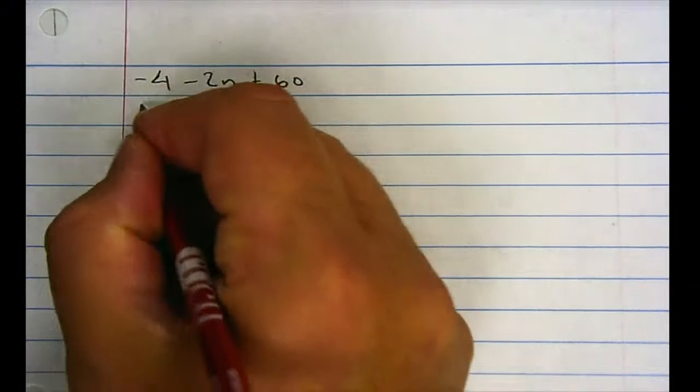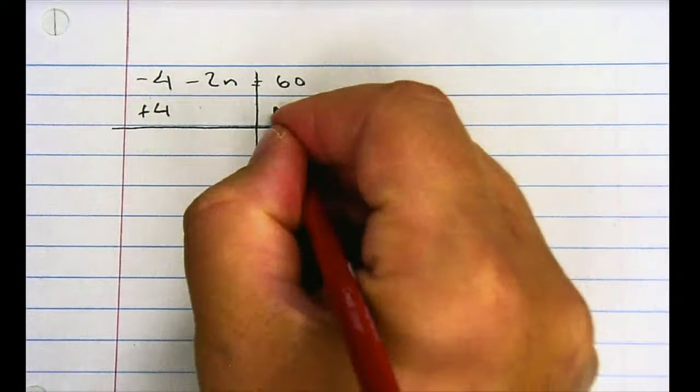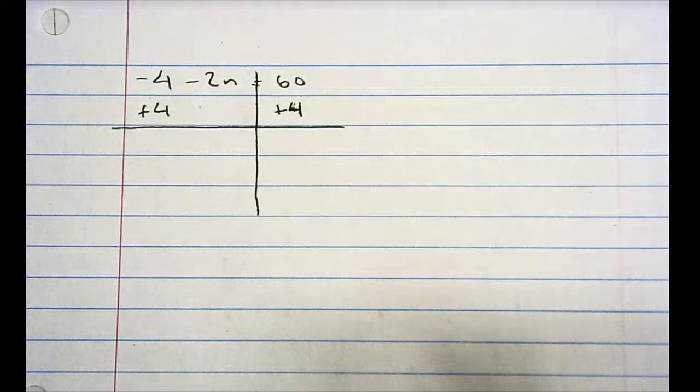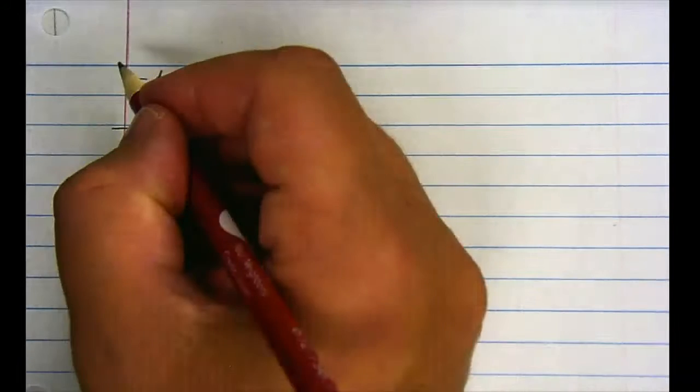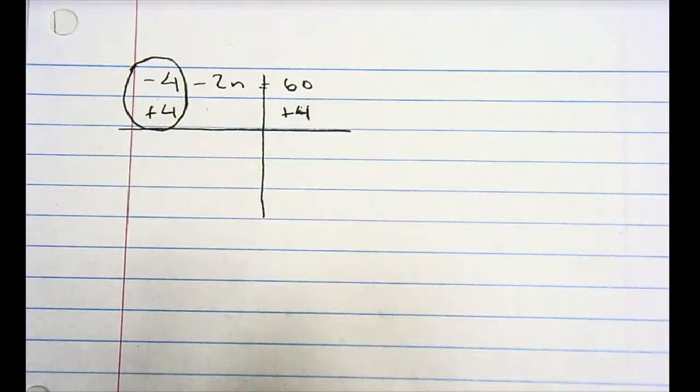So what I ask myself is, what do I have to combine with negative 4 to make 0? Well, negative 4 and positive 4 are opposites, so they make 0. So I'm going to add positive 4 to one side, but if I do that, I have to keep the equation balanced, so I have to add positive 4 to the other side also. Now over here, positive 4 and negative 4 make 0, so they are going to just disappear.